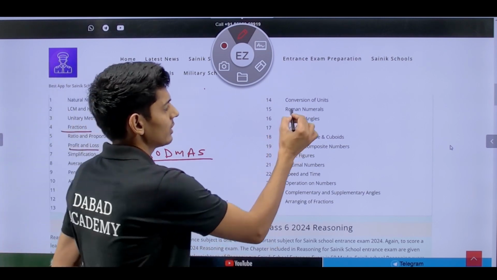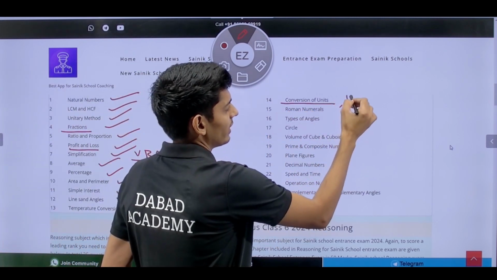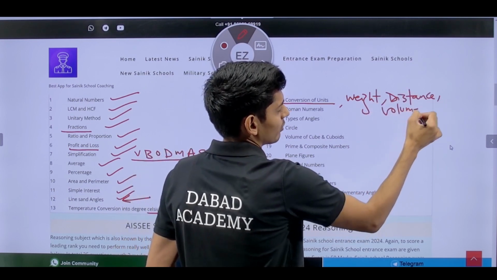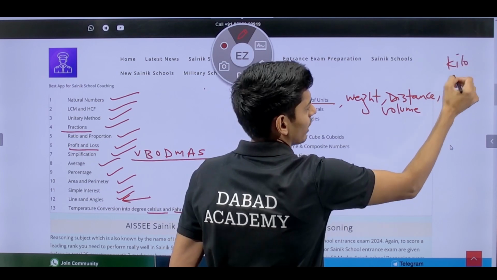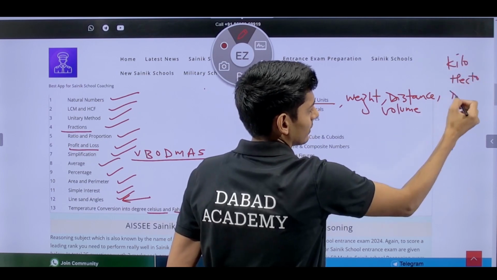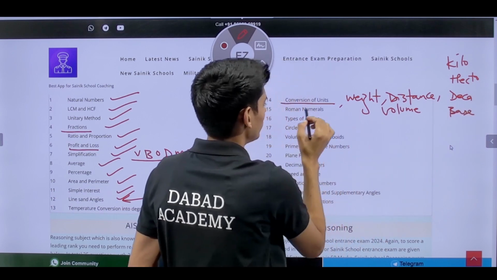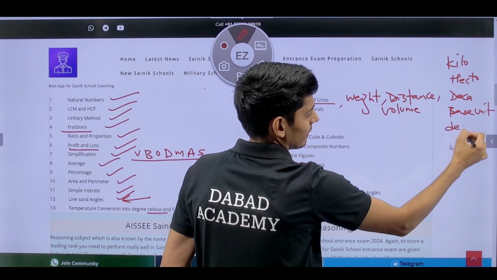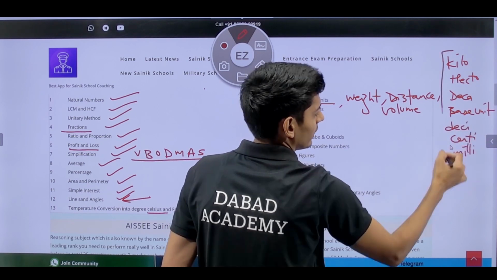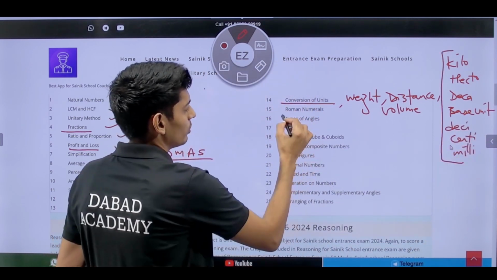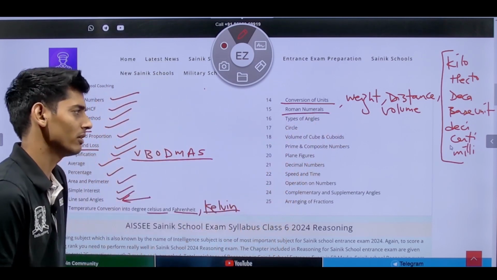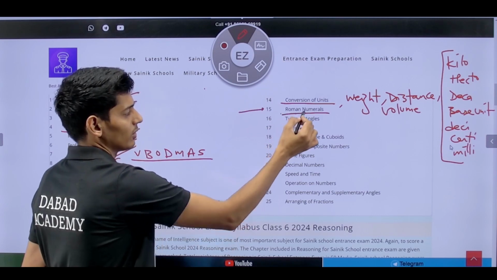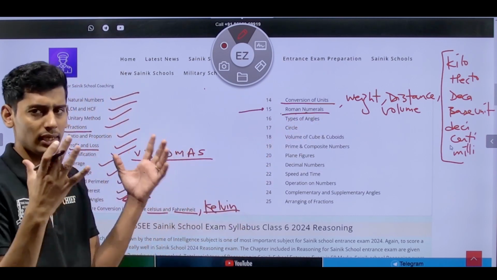Then conversion of units, we have units of weight, then distance, then volume, where you use kilo, hecto, deca, base unit. I'm referring to this one, chapter number 14, base unit. Then you have deci, centi, and then milli. Interconversion of these 7 units. Then you have Roman numerals. This is part of chapter 1, which is number system. अगर आप Dabad Academy worksheets रेफर करते हैं, तो everything, all these are really clubbed together really nicely.